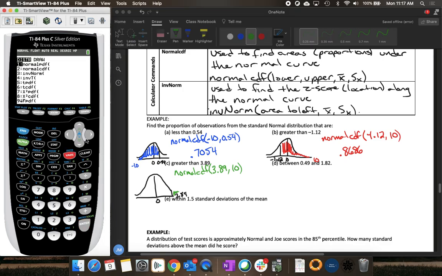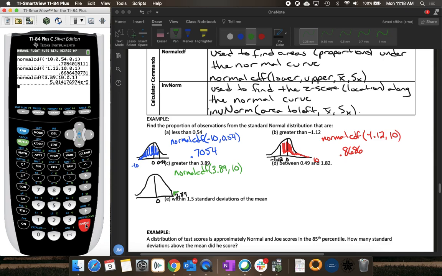So again, second vars, we'll choose normal CDF. Our lower this time is 3.89. Upper we'll leave as 10. Mean and standard deviation we'll leave there as well. And so that's going to be a very small number.